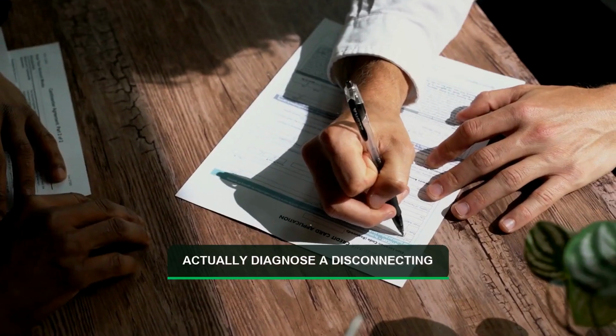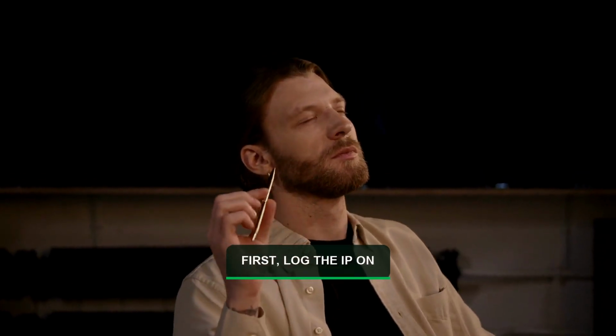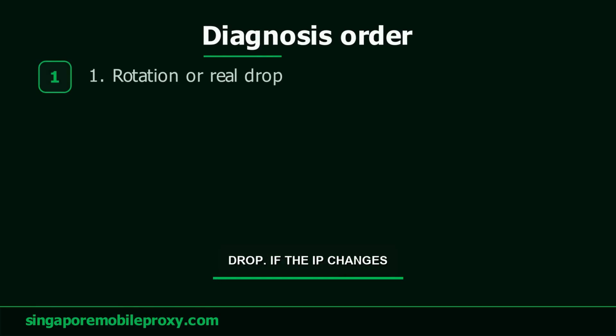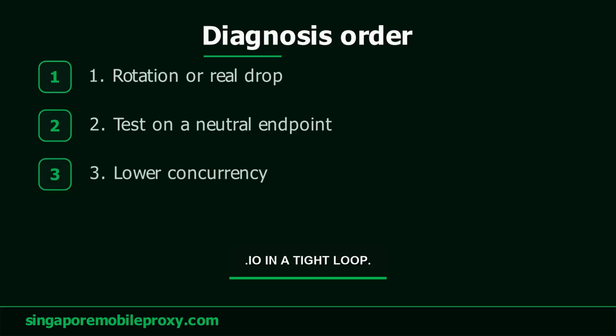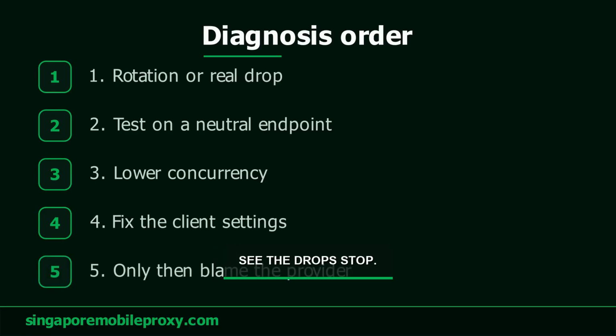So here is how I actually diagnose a disconnecting proxy, in order. First, log the IP on every request and decide: is it rotation or a real drop? If the IP changes but requests succeed, switch to a stable gateway endpoint and a sticky session and you are done. Second, if it is a real drop, test against a neutral endpoint like ipinfo.io in a tight loop. If that is stable but your target keeps dropping, the target is blocking you, so slow down and back off. Third, check your concurrency. Pull it down to a few threads per IP and see if the drops stop.